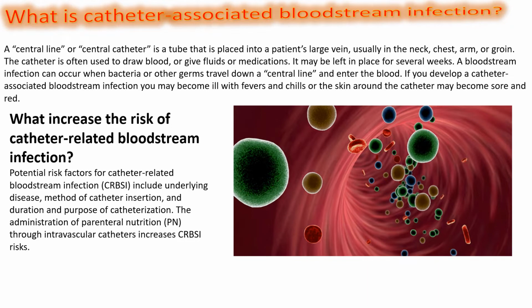What increases the risk of catheter-related bloodstream infection? Potential risk factors for catheter-related bloodstream infection include underlying disease, method of catheter insertion, and duration and purpose for catheterization. The administration of parenteral nutrition through intravascular catheters increases CRBSI risks.